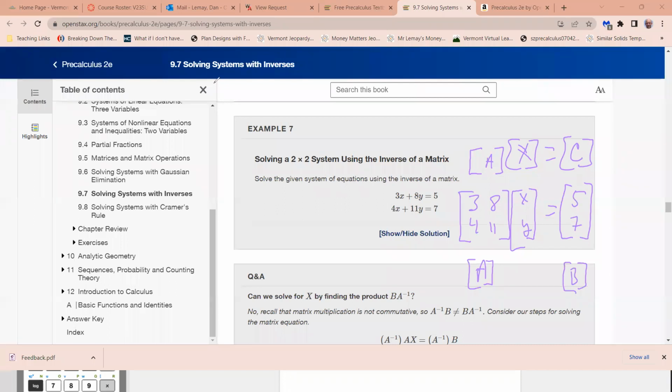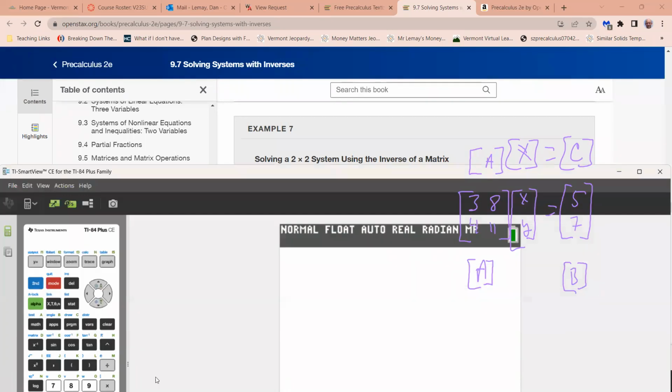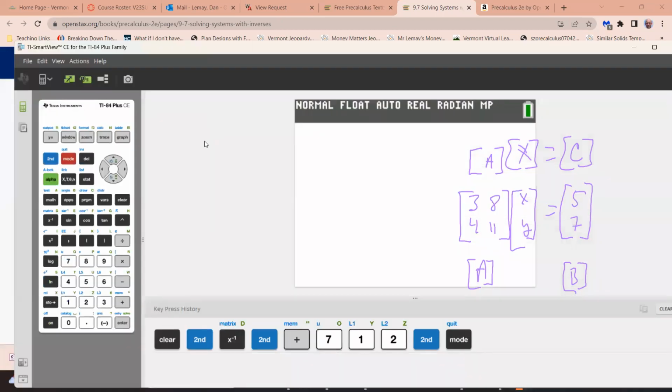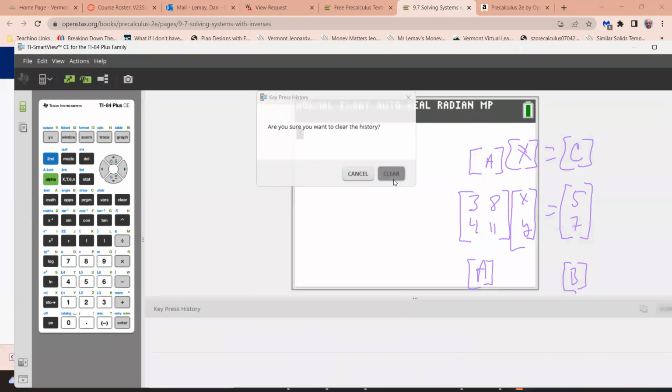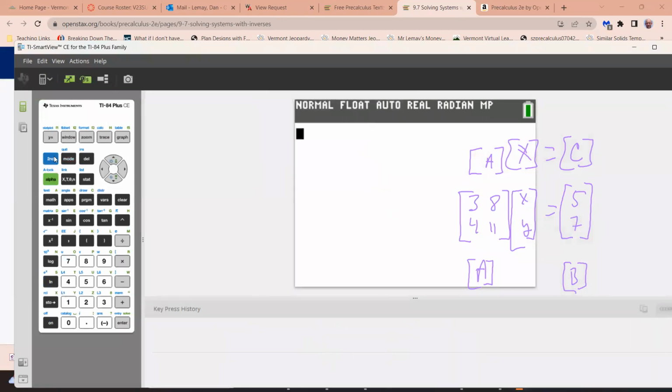Okay, if I can get my mouse to work here. Let me clear all the key press history too. Let me get a pointer going. You can see it. See how the little matrix words are in blue there, above the x to the negative 1 key?